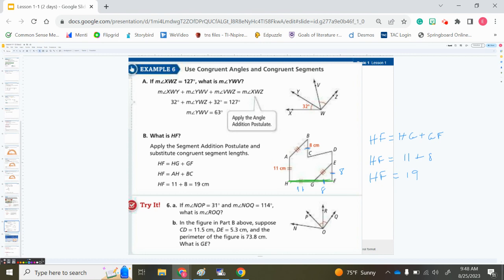Oh, 19 centimeters. It does have a unit. Does that make sense where that's coming from? So you have to identify this stuff in your homework tonight. What's congruent, what's not congruent, and solve using those congruency statements, okay?